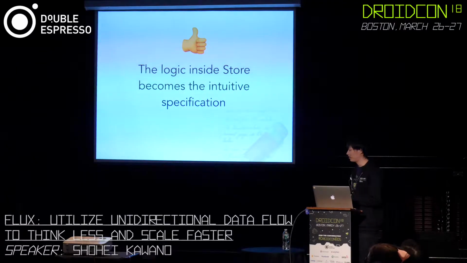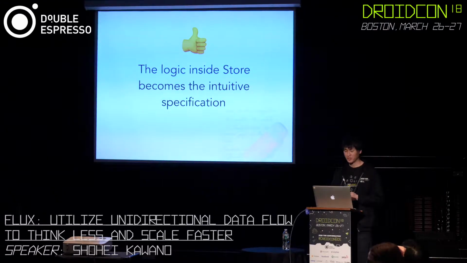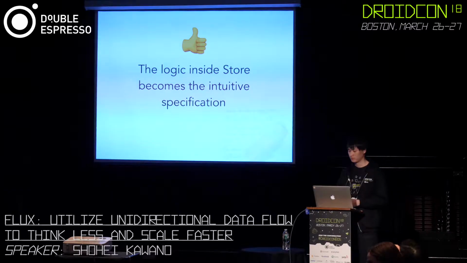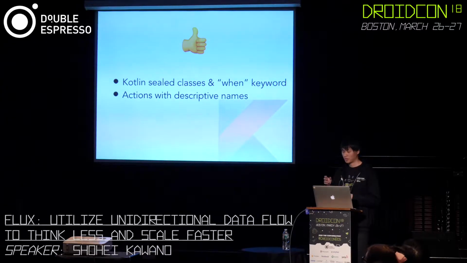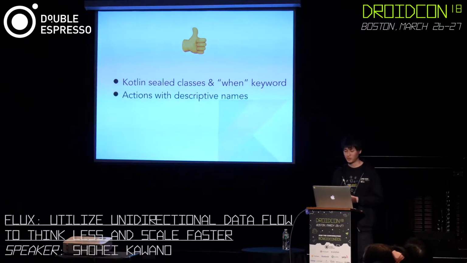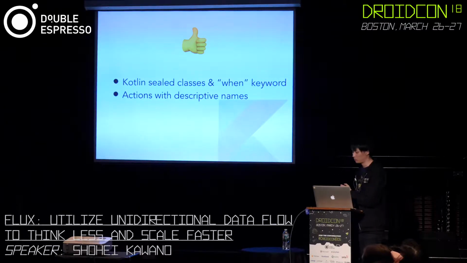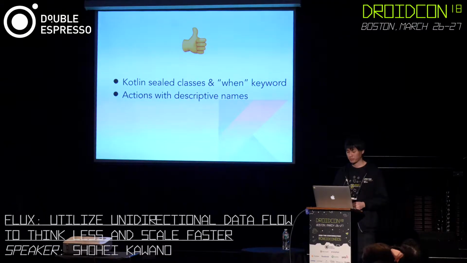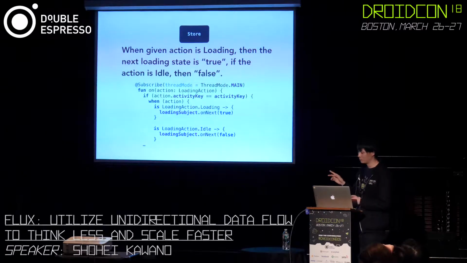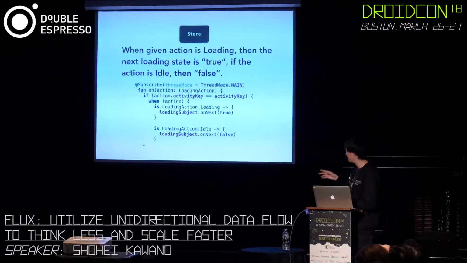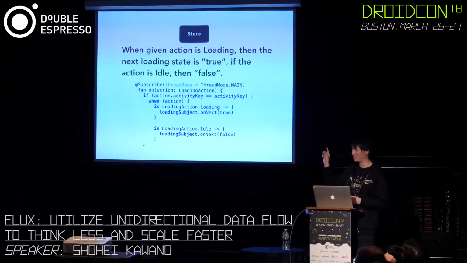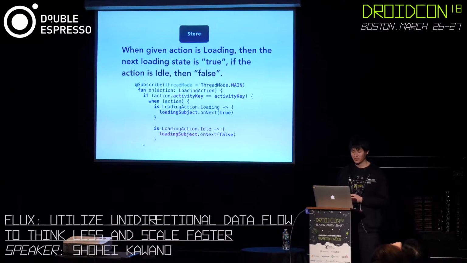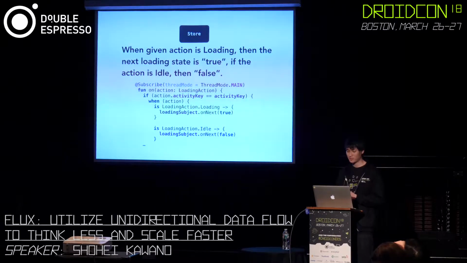Also, the other thing I like about Flux is that the logic inside the store becomes the intuitive specification of your application. Using Kotlin's sealed class and when keyword, and by giving actions appropriate or descriptive names, by reading the logic inside the store, you can tell how the app should behave. So inside the store, that's the code we already wrote. As we read the code, I feel like I'm reading English sentences. Like when the given action is loading, the next loading state is true. If the action is idle, then false. So it's kind of intuitive.